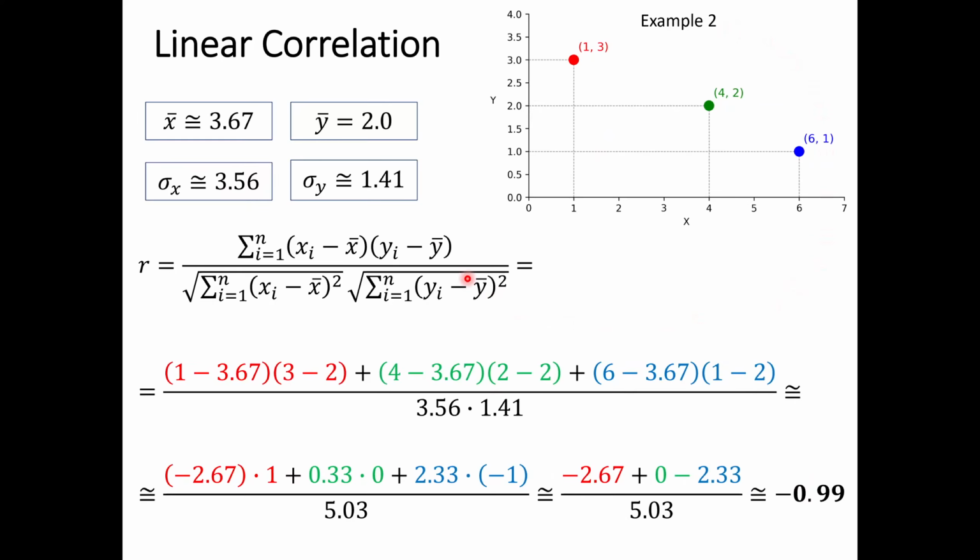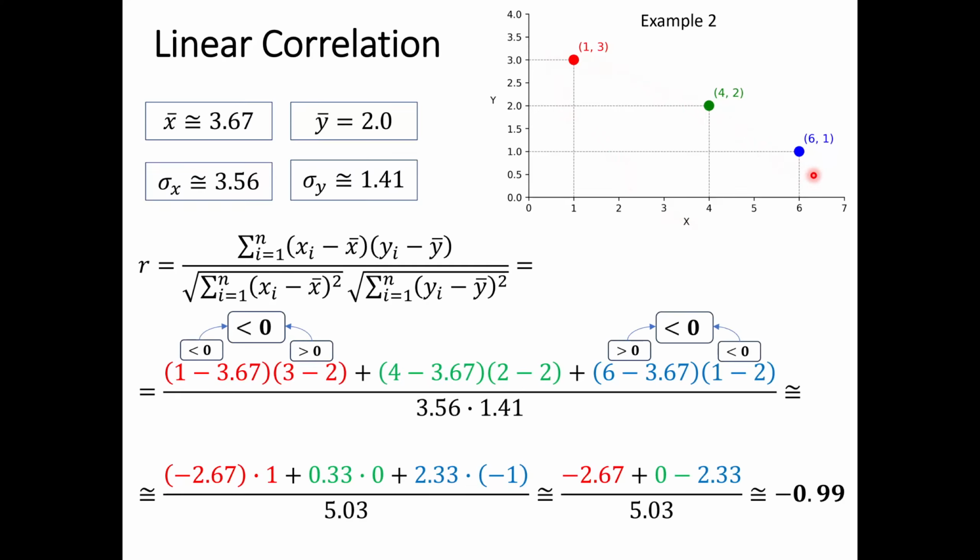Let's now look at another example. Compared to the previous one, the red point has moved up, the blue one has moved down, and the green one stayed in the same place. The mean and standard deviations remain unchanged. By doing the same calculations as before, we get a correlation coefficient of minus 0.99. This means there is a very strong negative linear relationship between x and y. As x increases, y decreases almost proportionally.